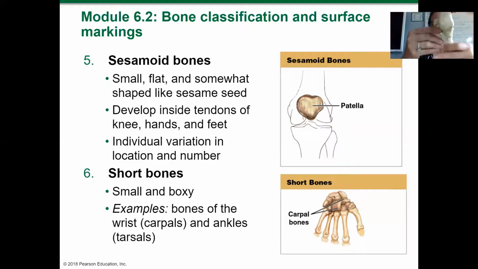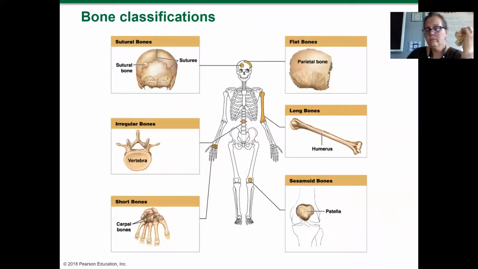Here are some ankle bones, and these are short bones, and that's because they're as wide as they are long. And so here's an overview of some examples of these bones and the names, and just a general way to categorize those.